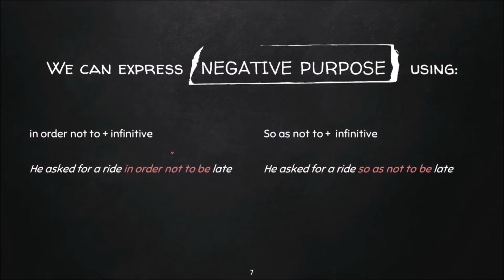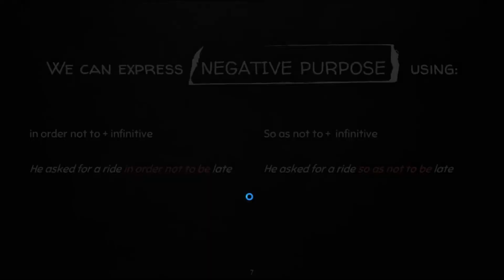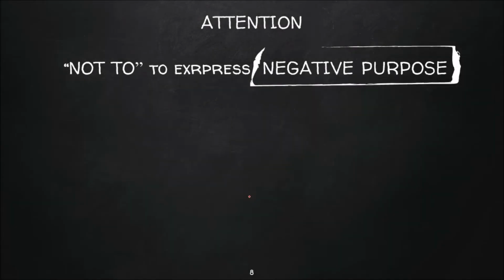We also can use some other phrases to express negative purposes, like in order not to plus infinitive or so as not to plus infinitive. He asked for a ride in order not to be late, or so as not to be late. We never use not to express a negative purpose with words like the ones below.